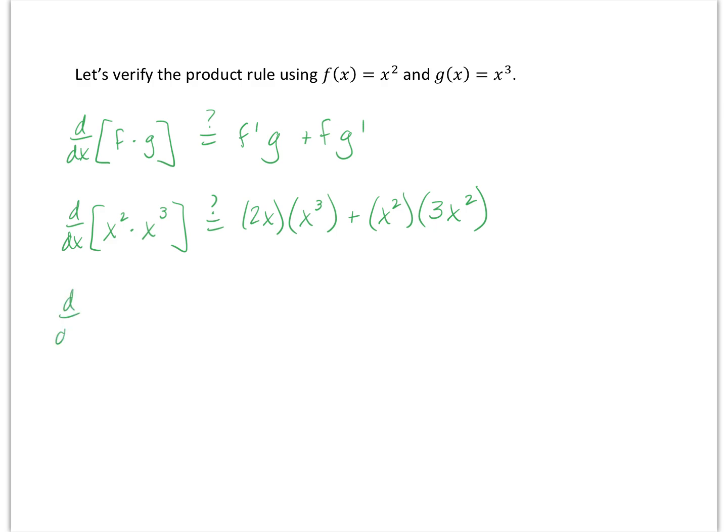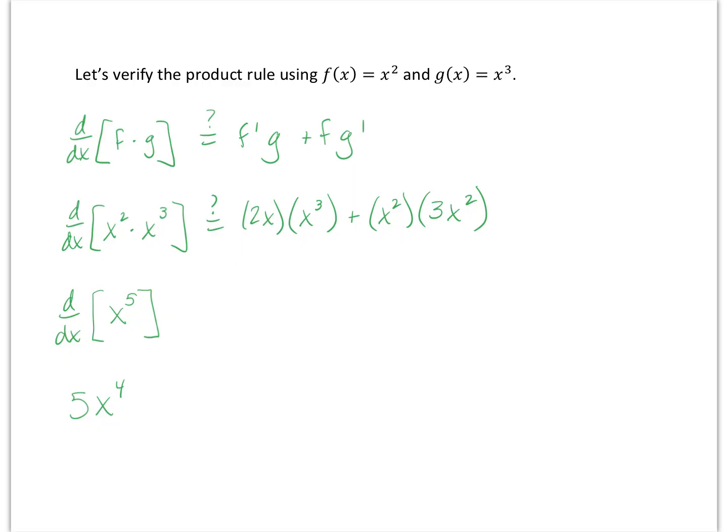So d dx of x squared times x cubed. I'm going to do the product first and then take the derivative, and I get x to the 5th. And the derivative of x to the 5th is 5x to the 4th. Okay, and then I'm going to simplify what I got when I did f prime g plus f g prime. Make sure I come out to 5x to the 4th.